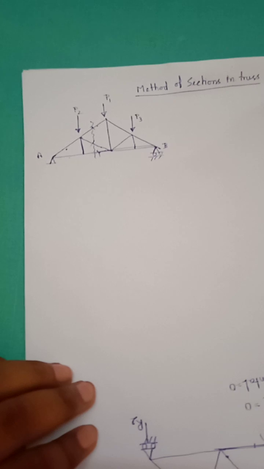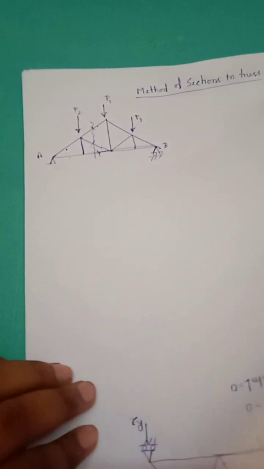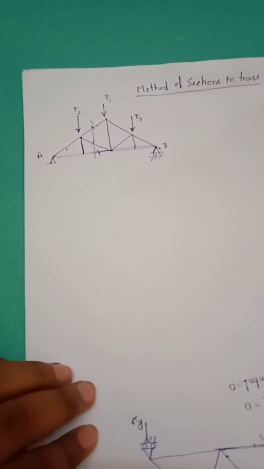So one question may arise that how is it possible that we can cut a section anywhere in the truss and we can get forces? The answer is that if the truss is in equilibrium for all the original forces P1, P2, P3, then if we cut a section through it, then the sections on both sides of the cutting will also be in equilibrium.